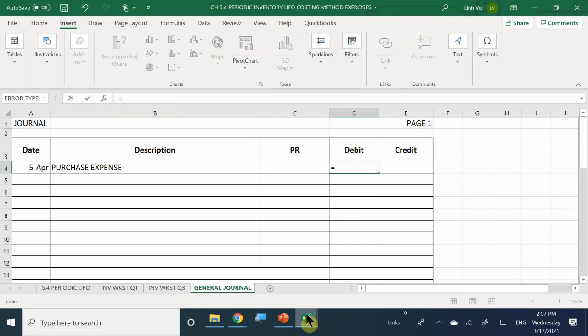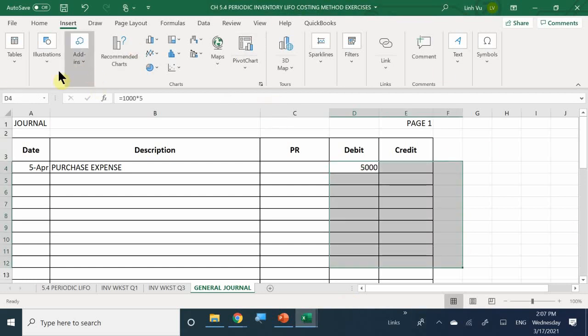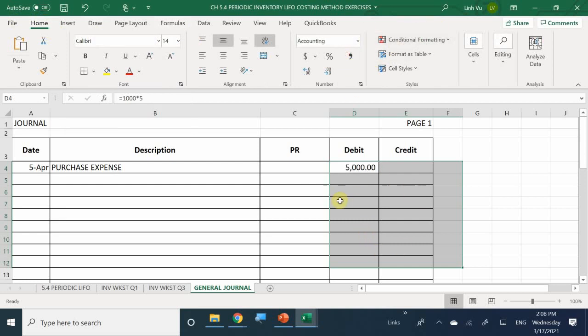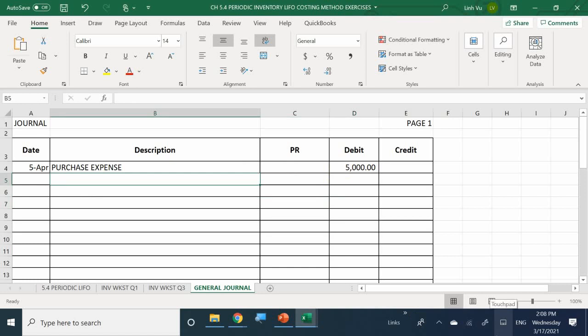The $5 times the 1,000? Oh, that's right. It's 1,000 times $5. There you go, $5,000. Okay, I'm going to format this in a dollar form. Oh, I'm in the wrong tab. There you go. So $5,000, okay? What was my freight expense? Freight expense for 100.